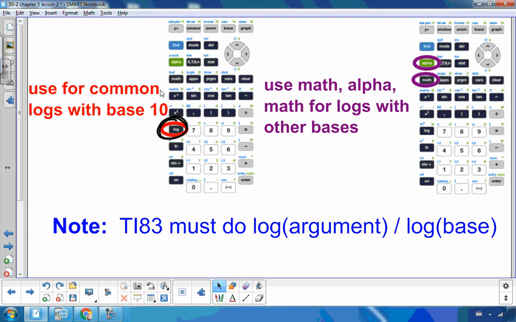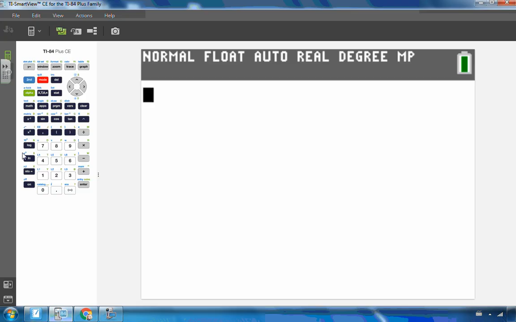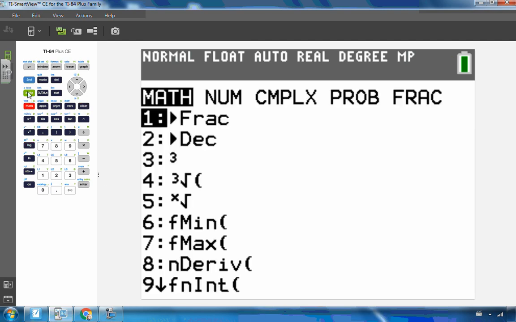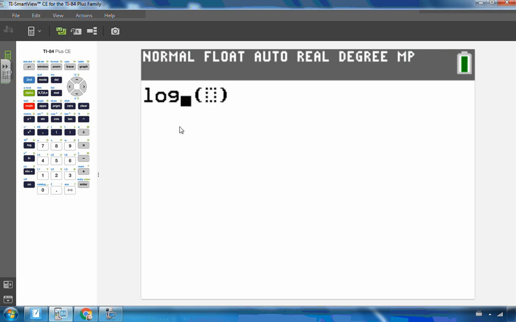Now, if you want to come up with something other than a base of 10, because most of the logs we work with don't have a base of 10, you're going to use math alpha math for logs with any other base. So let me just show you this here. This is your common log, which is just a log base 10. But if you want to come up with the log template, you can go math alpha math, and it gives you this log template. You can see, if I just back away my cursor here, you can enter in any base here and any argument here, and it will give you the value.